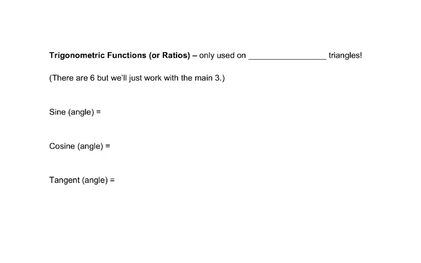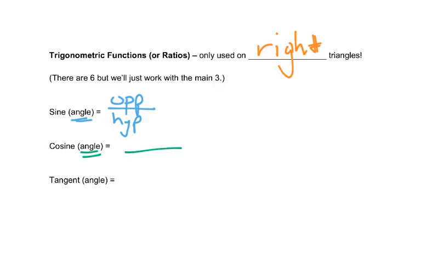So trigonometric functions or ratios are only used on right triangles. There are 6, but we'll only work with the main 3. So trig functions always have to have an angle after it. So we say the sine of the angle is equal to the opposite over the hypotenuse. The cosine of an angle is equal to the adjacent over the hypotenuse. And the tangent of an angle is equal to opposite over adjacent.